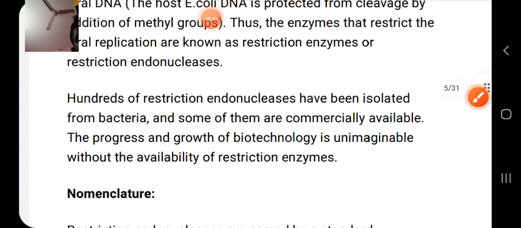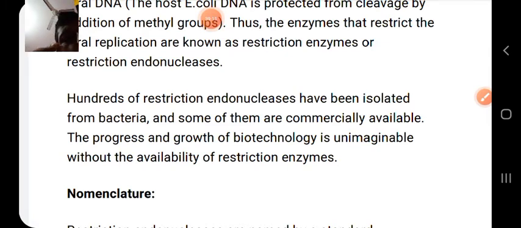Hundreds and hundreds of restriction endonucleases have been isolated from bacteria, and some of them are commercially available. You can find them on different websites, many different types of restriction endonuclease. The price is a little bit high because they are used mainly for research purposes. You can use them in academics, but the cost is pretty high.